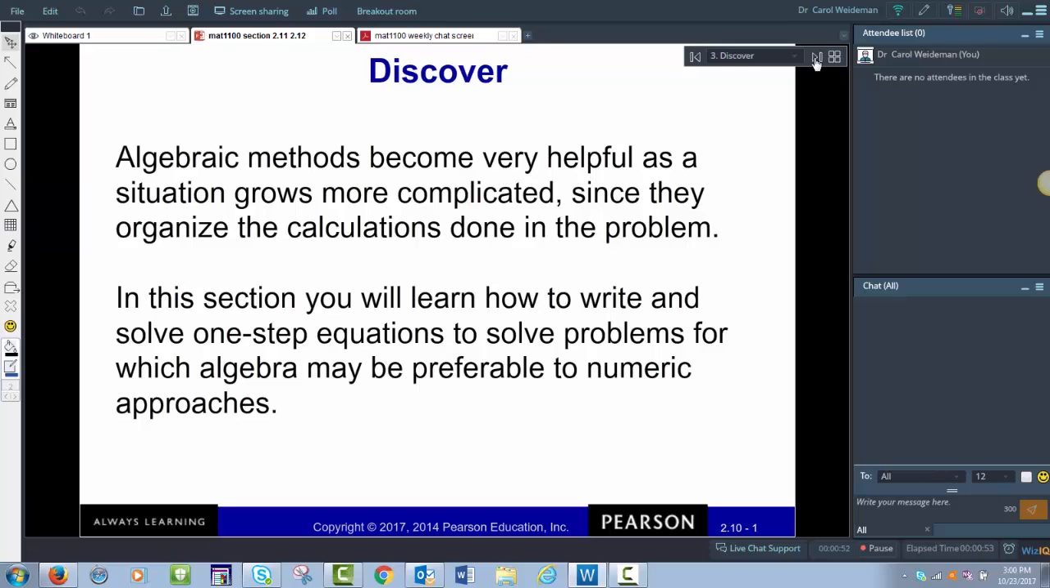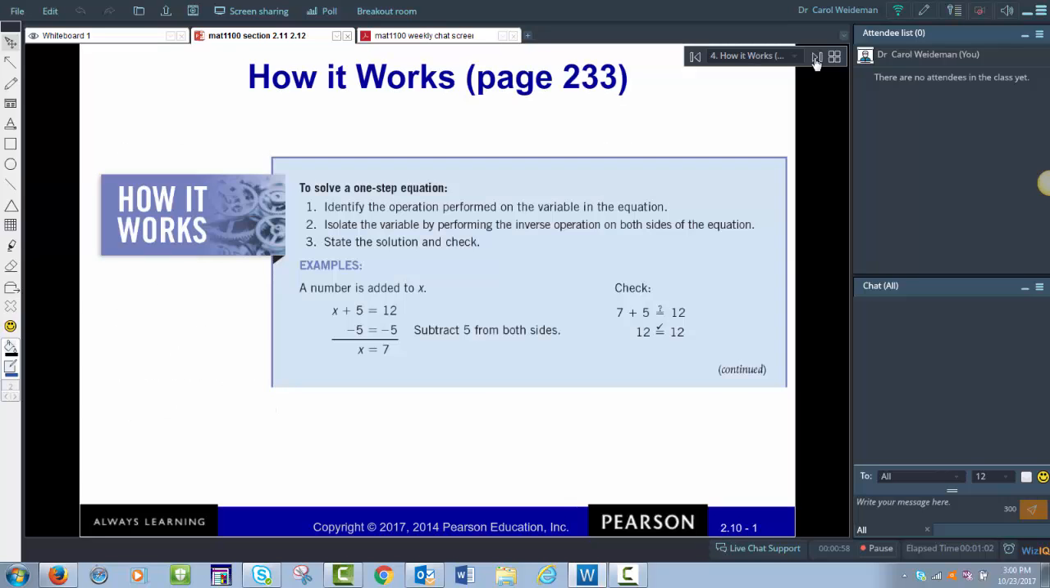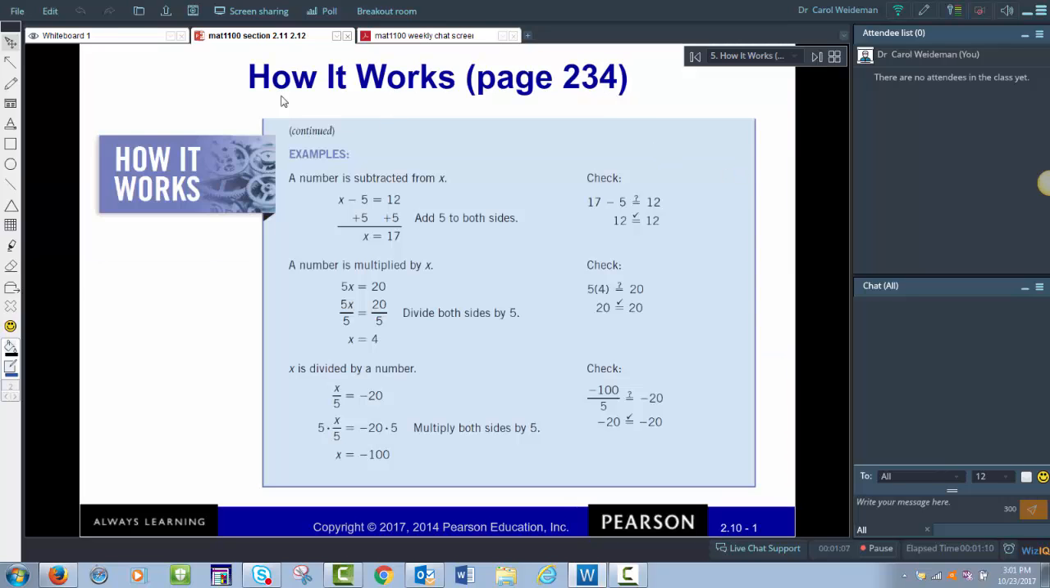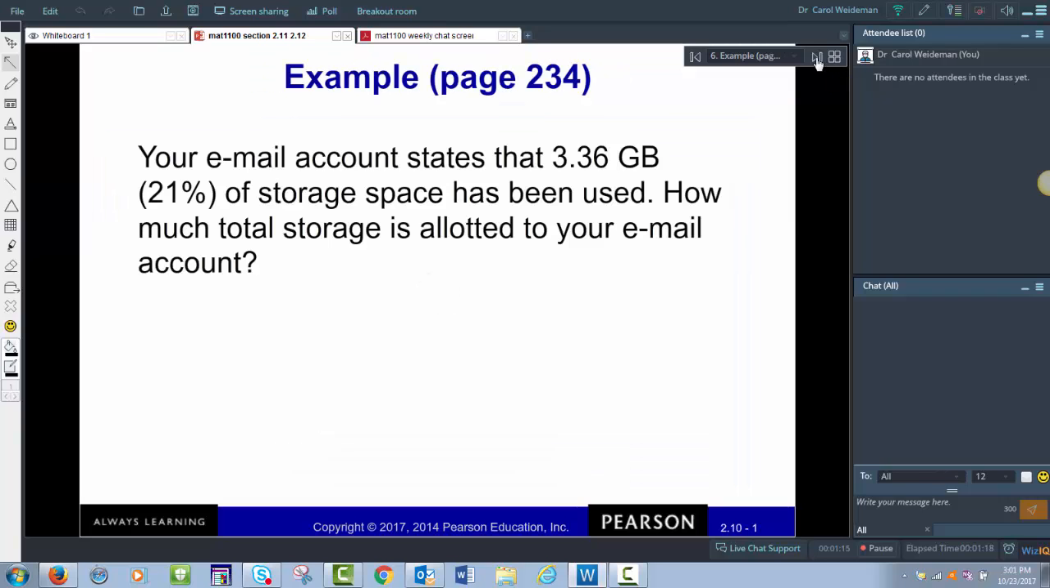So in this section we'll learn how to write and solve one-step equations to solve problems for which algebra may be preferable to numerical approaches. On page 233 in your book, you'll see how to solve a one-step equation, and I'll let you look through that yourself. I want to mention you always want to check your answer when you're finished because it gives you a way to be sure that you've actually gotten the correct answer. So let's try some examples.